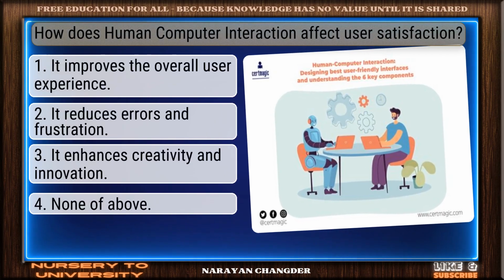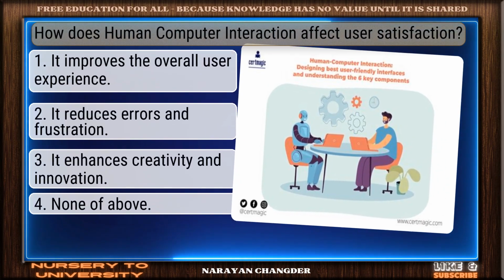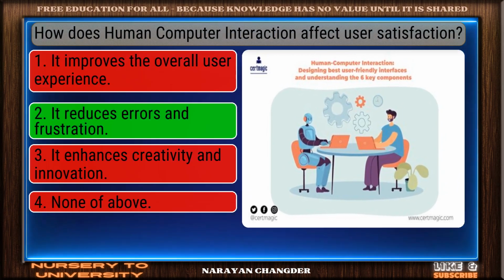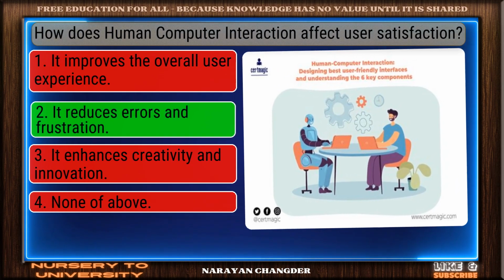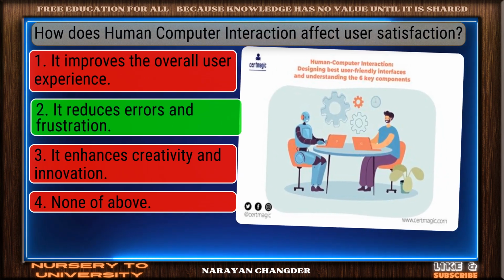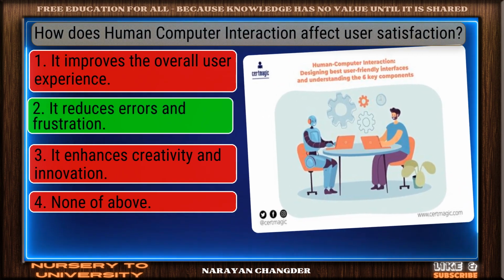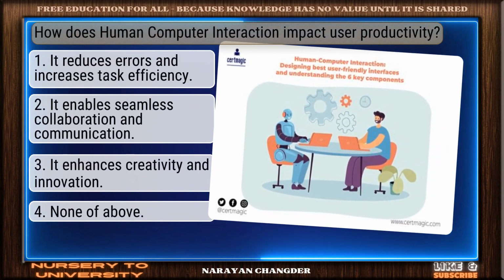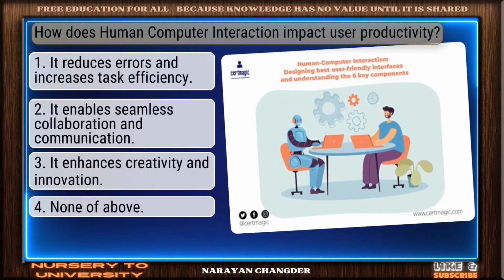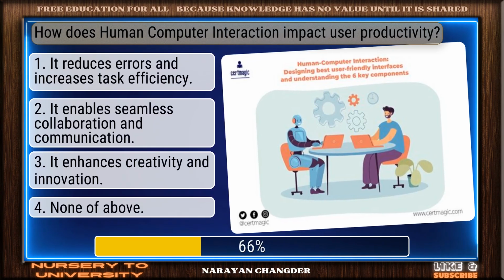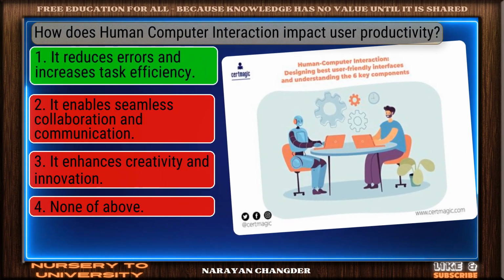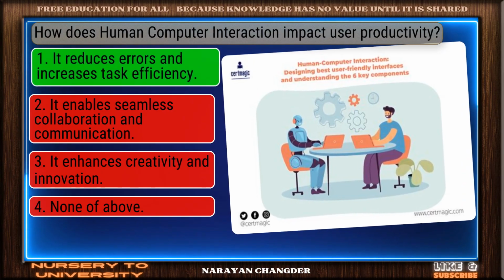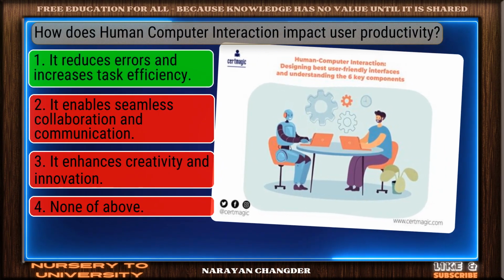Question number 29. How does human-computer interaction affect user satisfaction? Well picked. It reduces errors and frustration is the correct answer. Question number 30. How does human-computer interaction impact user productivity? Smart move. It reduces errors and increases task efficiency is an accurate answer.